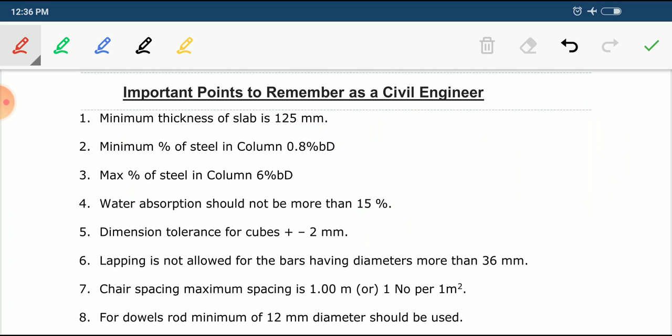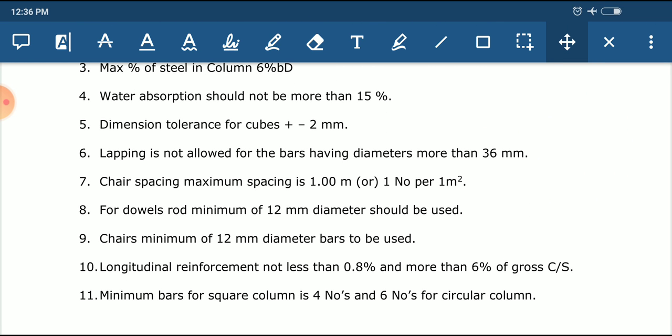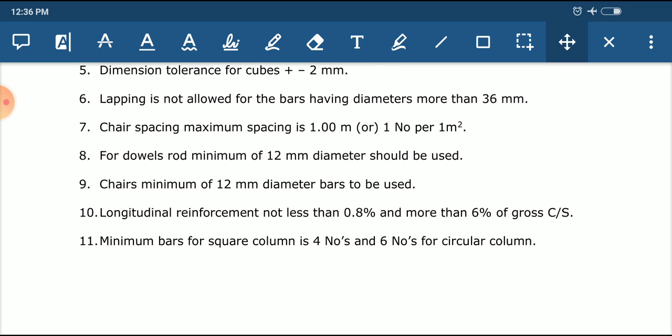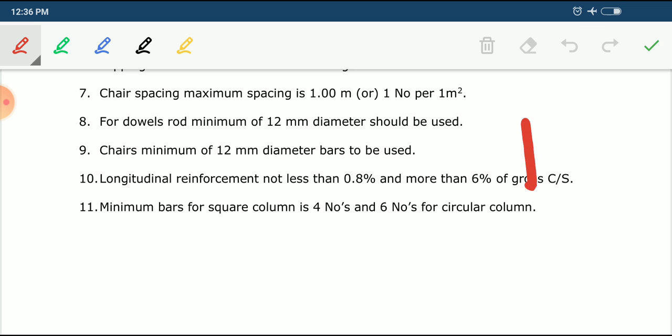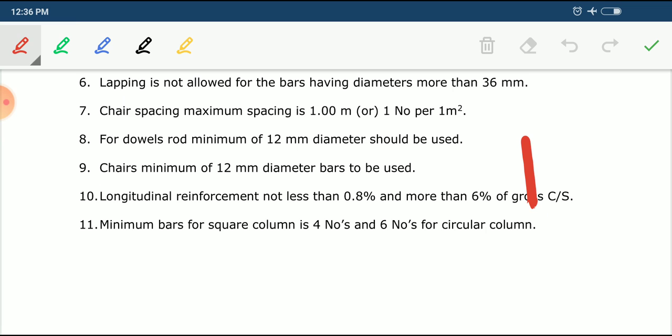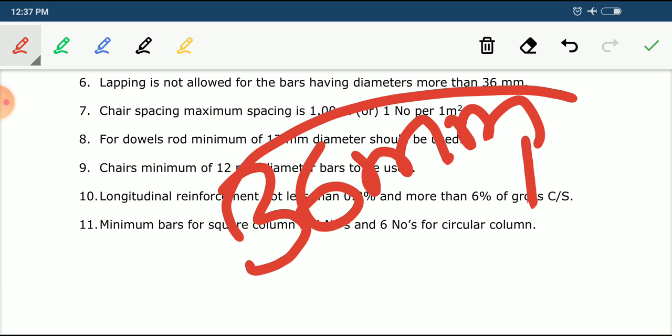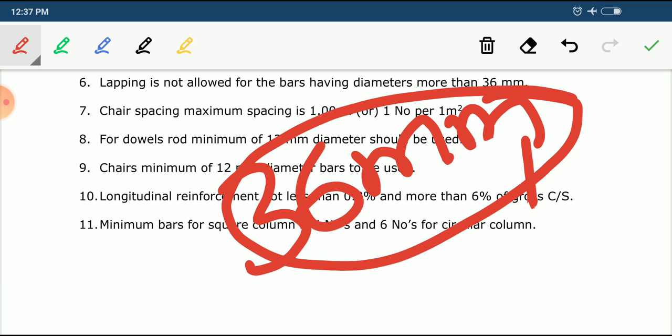Next, in case of bricks, dimension tolerance for a cube will be plus or minus 2 mm. Dimension tolerance should not be more than plus or minus 2 mm. Next, lapping is not allowed for bars having diameter more than 36 mm. You have to remember this. You should not do lapping if the bar diameter is more than 36 mm.